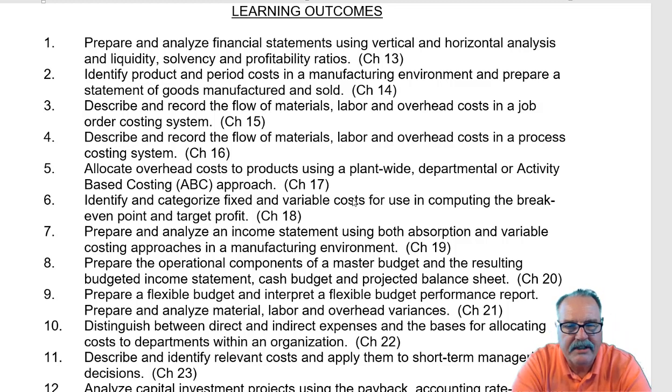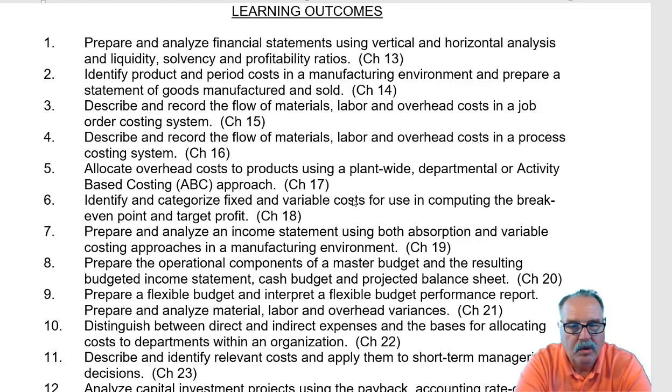Chapter 17 is about allocating overhead using different methodologies. The most current one is called activity-based costing, but this is all about applying the overhead to a manufacturing process, overhead being the rent or depreciation on factory equipment, supervisors, and other items that are expense items that relate to the overall function of the manufacturing facility.